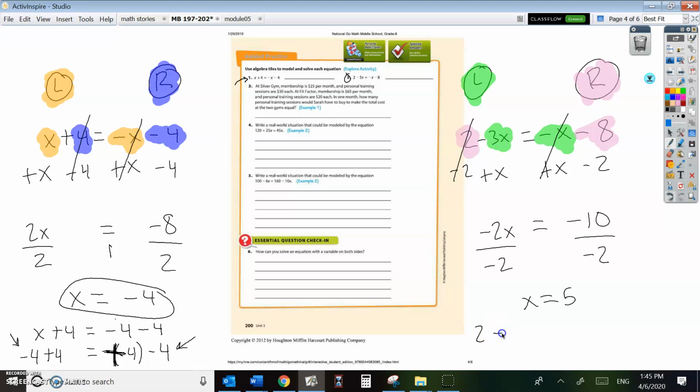2 minus 3 times 5 equals negative 5 minus 8. So do this multiplication, this right here, first. 2 minus 15 equals negative 5, negative 8. You owe $5, you owe $8. Altogether you owe $13. Does that work? 2 minus 15, does that equal negative 13? Yes, it does. Now I want to look at problem 3, and then I'll stop this video.